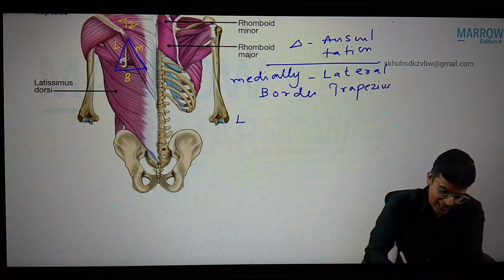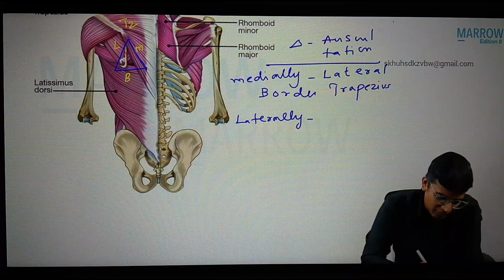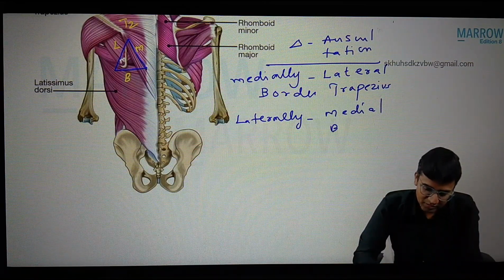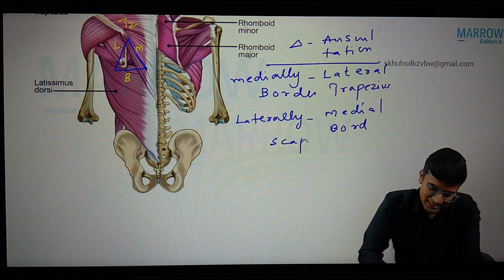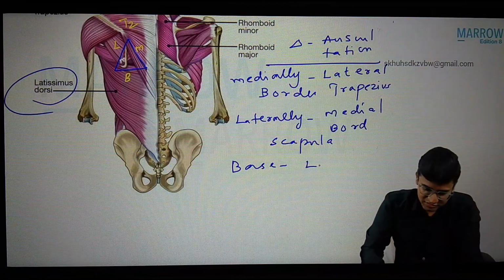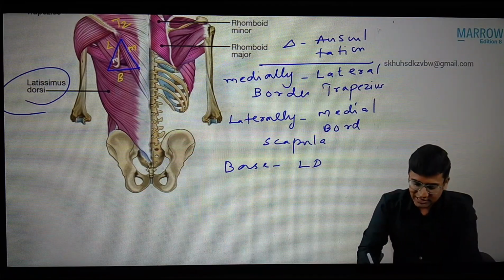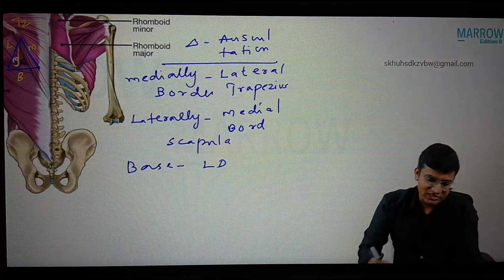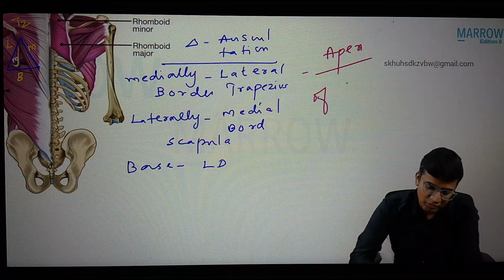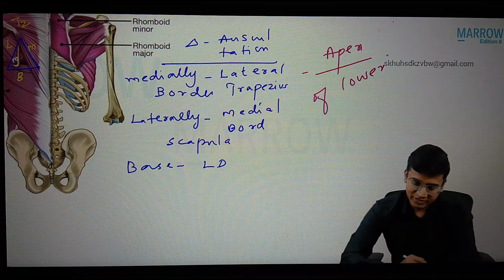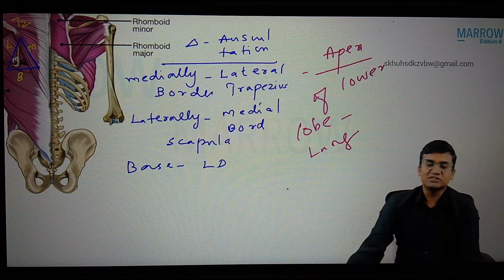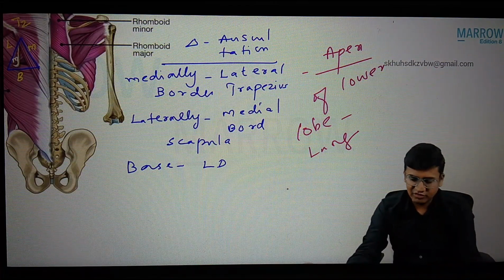Okay. Laterally, we have the scapula bone, the medial border of the scapula bone. The base is formed by which muscle? Latissimus dorsi muscle. Now this is called the triangle of auscultation. If you put a stethoscope here, you can auscultate the sounds from the apex of the lower lobe of the lung. Lung sounds can be heard through this triangle. Yes, this is the triangle of auscultation.